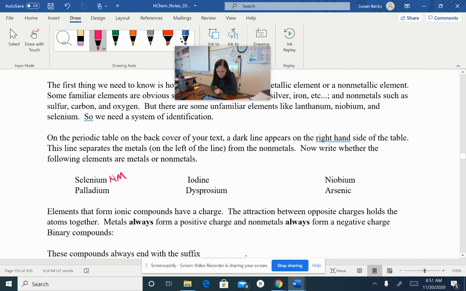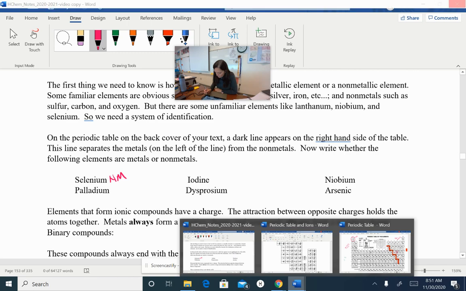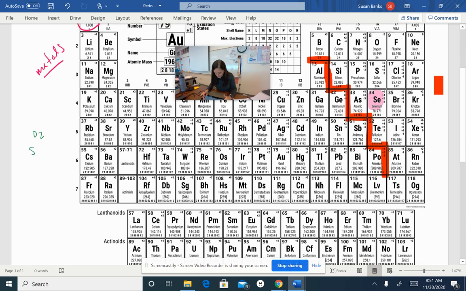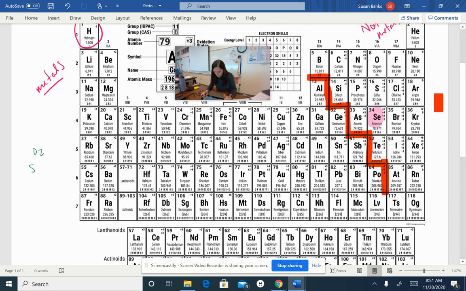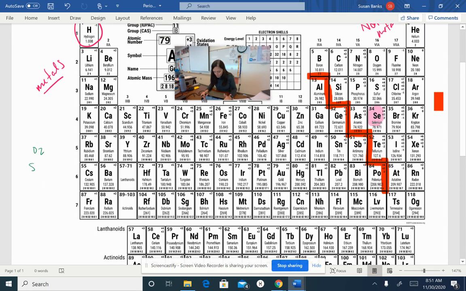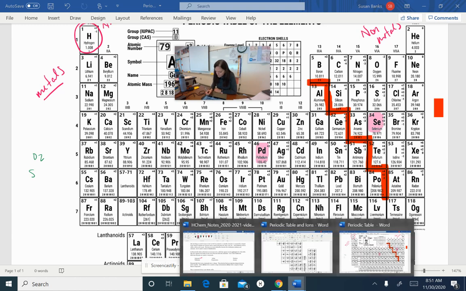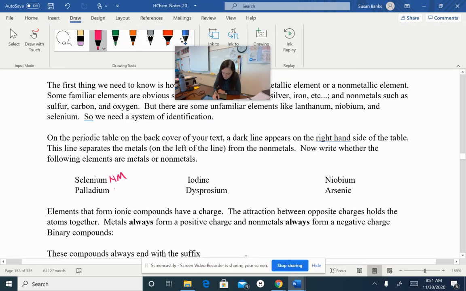Okay. If I look at palladium, let's see if we can find palladium. That's really not a very familiar one, is it? It's got to be a P something, right? Does anyone see it? You guys see it right here? It is on the metal side. So we're going to mark palladium with metal. Okay, so I want you guys to pause the video, take a minute, look up the rest of these elements, and we'll check in just a minute. Okay?